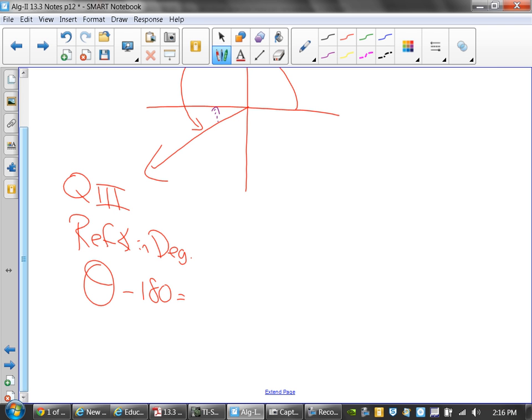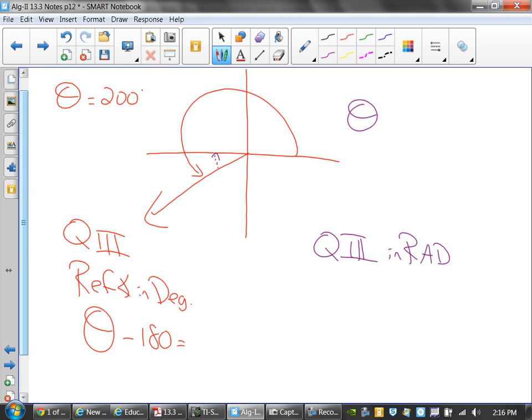Okay. All the coterminals. If this was in radians, let's say Q3 in radians, let's say that your theta is 8 pi over 7. If theta is 8 pi over 7, does everybody agree that's more than 1 pi, but not more than 1.5 pi? So if I draw that out, if that's 8 pi over 7, how much past pi is that? Yeah, pi over 7. Everybody okay with that?